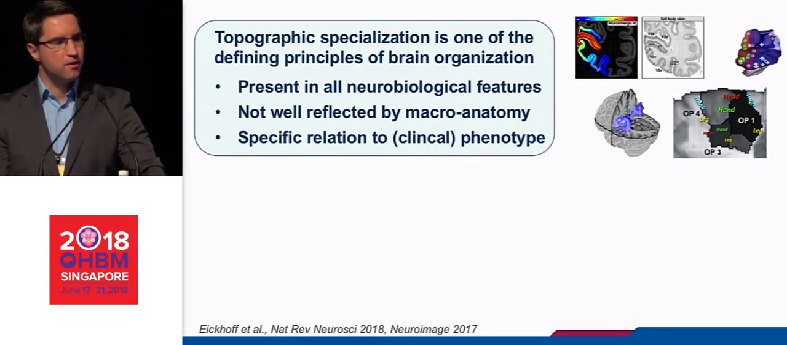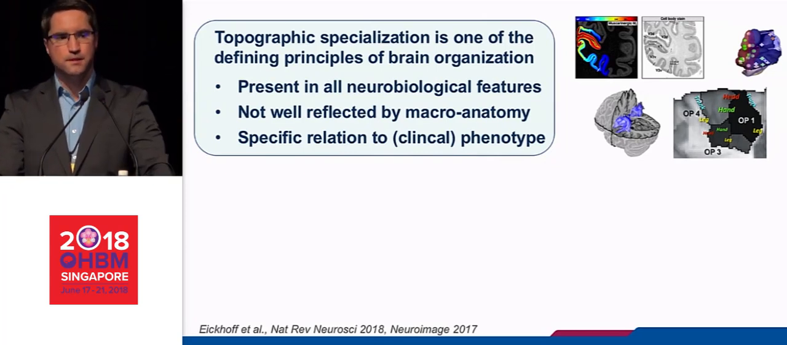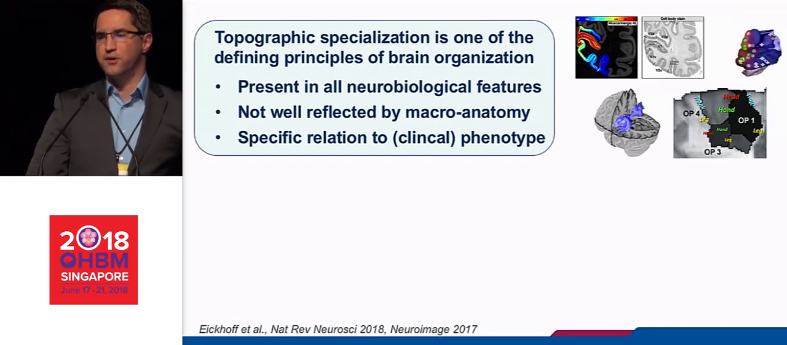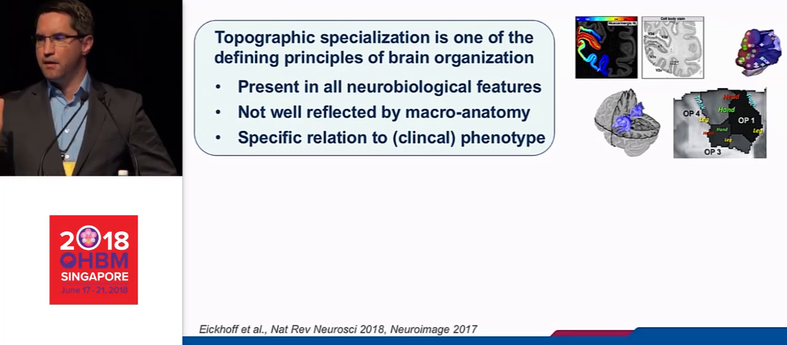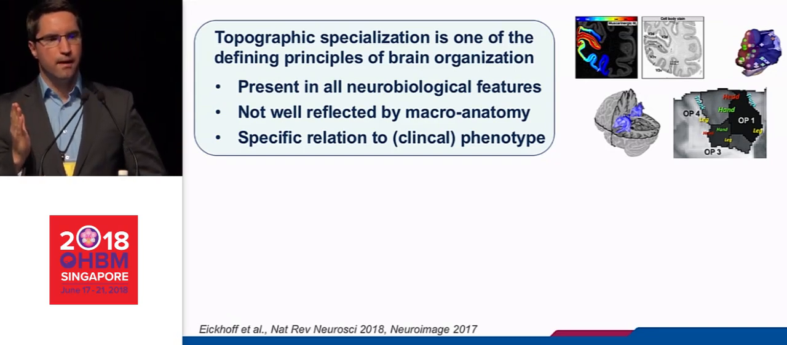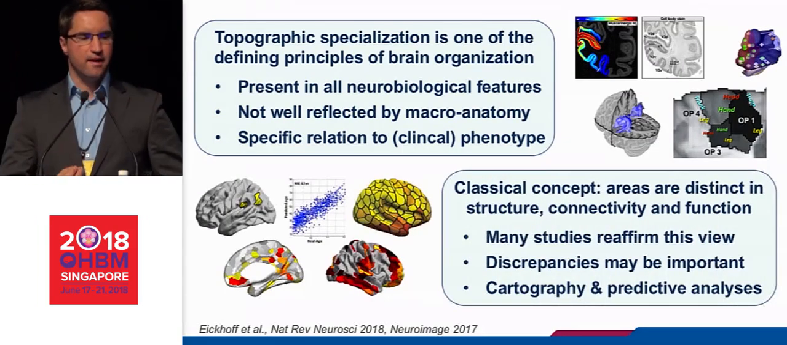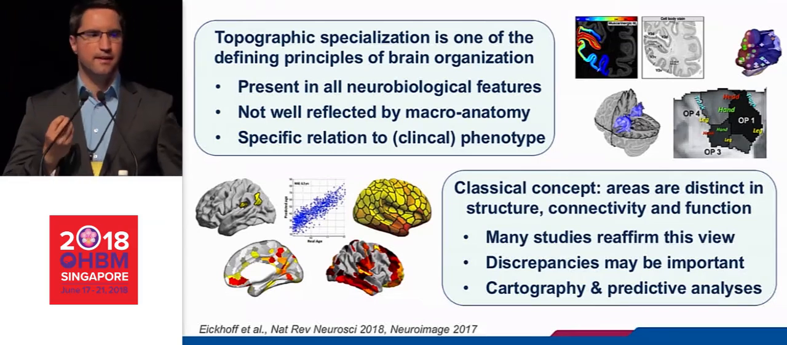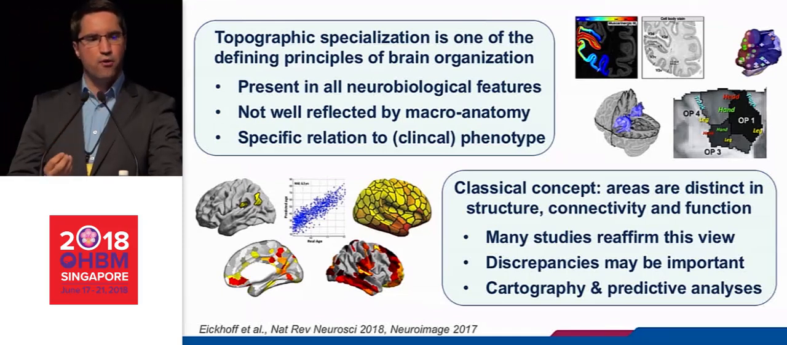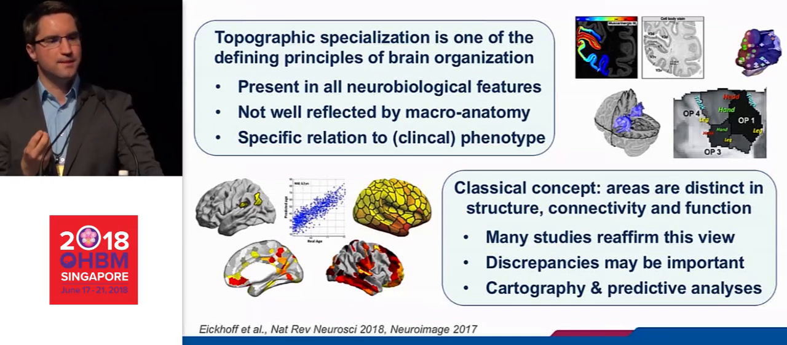To sum up that first part of the talk, topographic specialization is one of the defining principles of brain organization. I would say it's present in all neurobiological features, microscale, histology, molecular, all the way up to system level. It's not reflected well by macroanatomy, but it seems to have specific relationships to both behavioral and clinical phenotypes. Now, the classical concept is that areas are distinct from each other in structure, function, and connectivity all at the same time. And this is indeed reaffirmed by a lot of studies. And what I think is that the discrepancies that we see are actually the most interesting regions because they tell us something about brain organization.